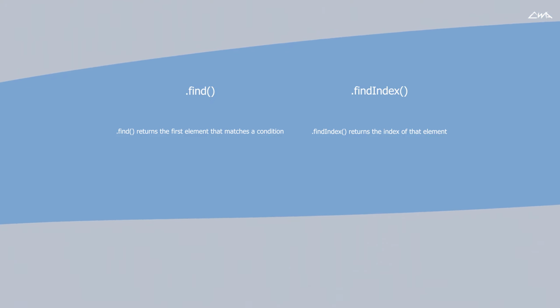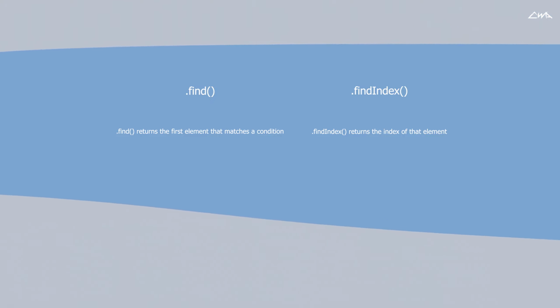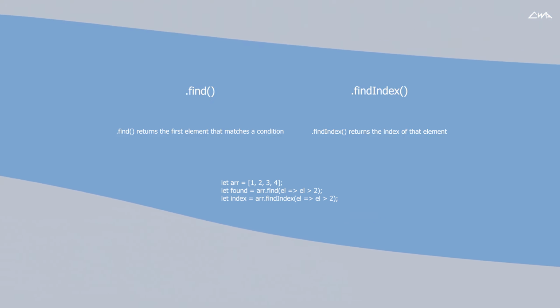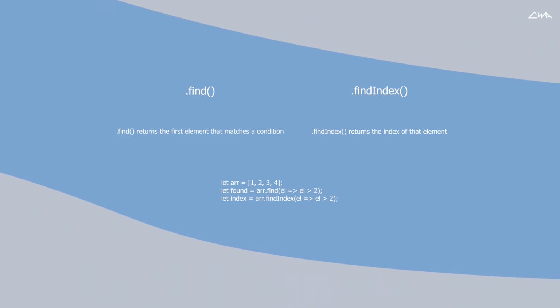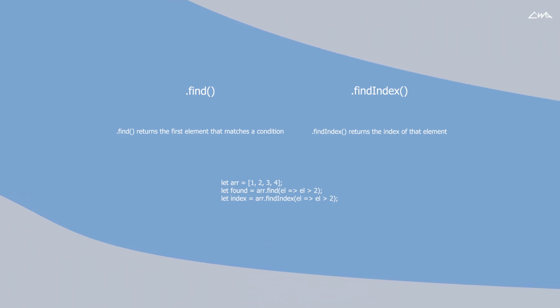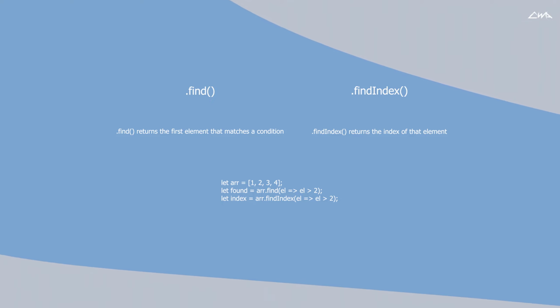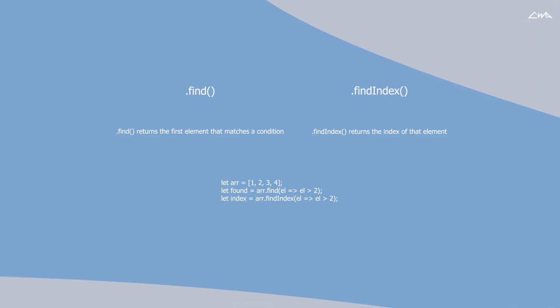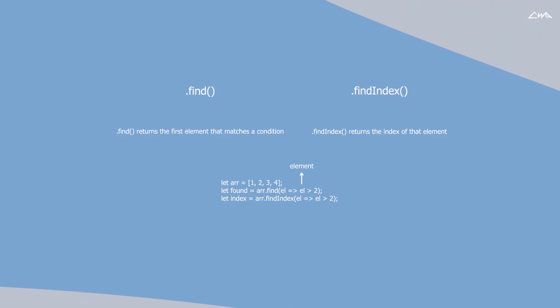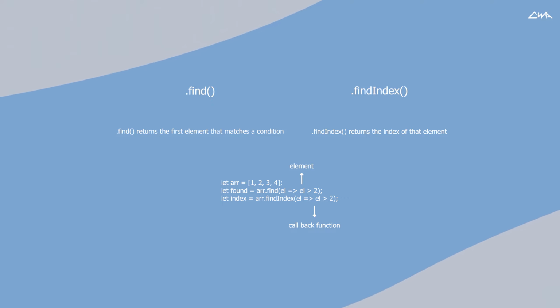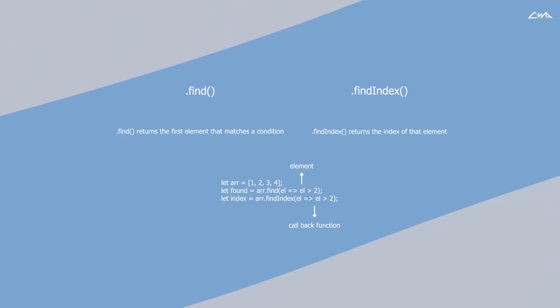Next we have .find and .findIndex. .find returns the first element that matches a condition, while findIndex returns the index of that element. Let arr equals 1, 2, 3, 4. Let found equals arr.find el greater than 2. Let index equals arr.findIndex el greater than 2. Over here, el stands for element. So how this works is el arrow el greater than 2. This is a callback function where el is the current element being checked against the condition el greater than 2.